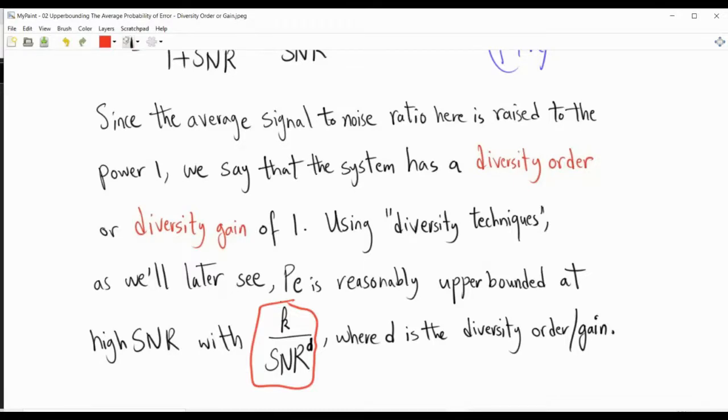And so we will be able actually to make the average probability of error decay as the SNR raised to a higher power. In some systems you can get the average probability of error as k over the SNR squared or the SNR cubed and so on. But for basic fading, without employing any diversity technique, as we will see later, you just get this exponent equal to 1. This exponent has a name. It's called the diversity gain of the system or the diversity order of the system.